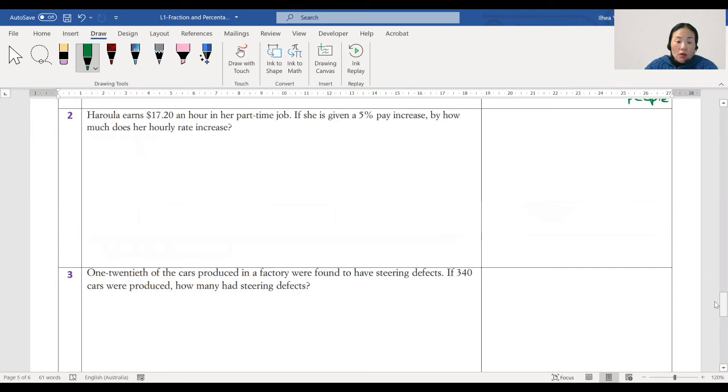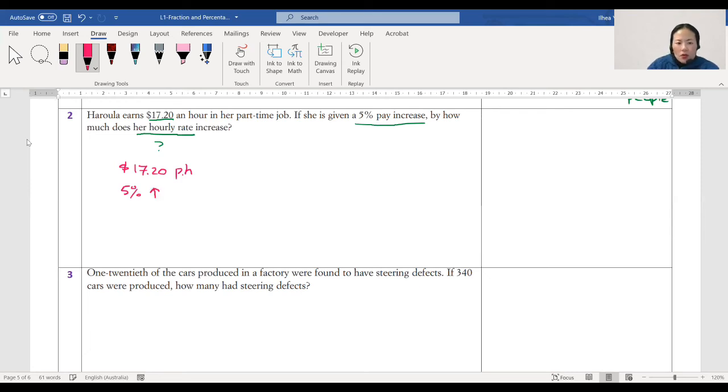Okay, Harola earns $17.20 an hour in her part-time job. Okay, well, that's not bad, $17.20 for 1 hour. If she is given a 5% pay increase, lucky for her, by how much does her hourly rate increase? So let's grab all the information we need. $17.20 per hour. And she had a 5% pay increase.